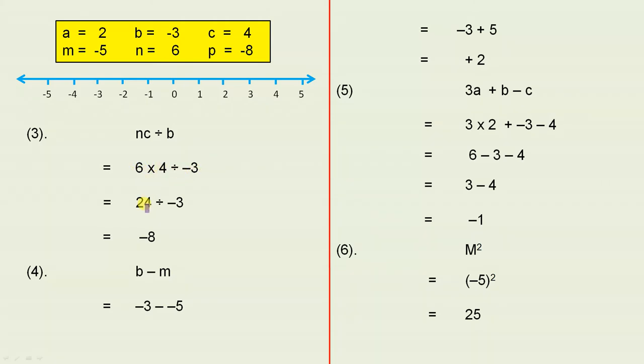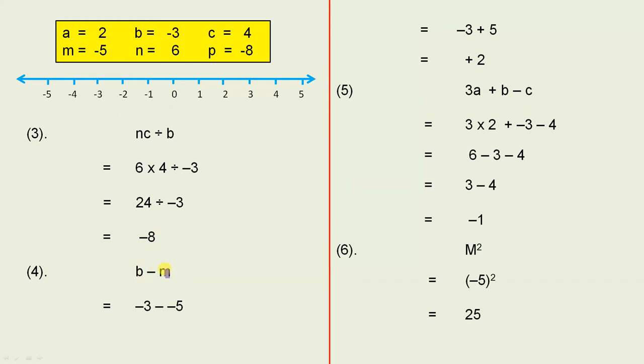6 fours are 24. 24 divided by minus 3 or negative 3. You can say it either way. So a plus divided by a minus is a minus, and we saw that in earlier videos. So the answer is minus 8.